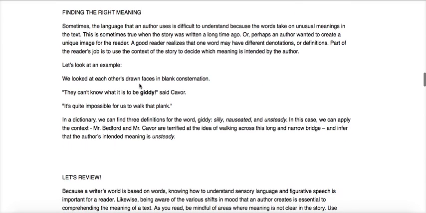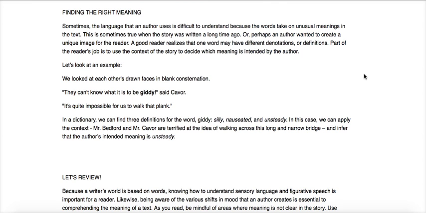Finding the right meaning. Sometimes the language that an author uses is difficult to understand because the words take on unusual meanings in the text. This is sometimes true when the story was written a long time ago, as this story was. Or perhaps an author wanted to create a unique image for the reader. A good reader realizes that one word may have different denotations or definitions. Part of the reader's job is to use the context of a story to decide which meaning is intended by the author. Let's look at an example.